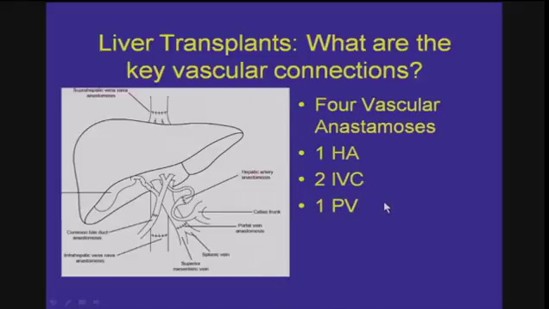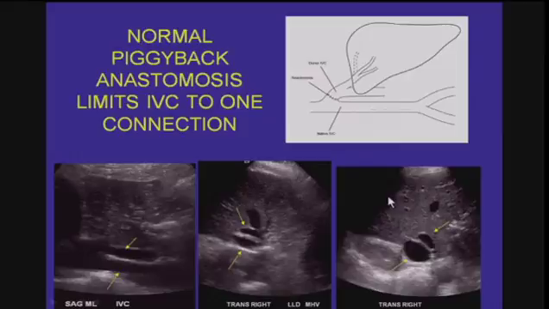And this takes some time, so the surgeons actually would like to eliminate one, and so now we are mostly seeing this kind of anastomosis, which is called a piggyback, in which you can eliminate one of the IVC anastomoses, you eliminate the inferior one, and you just basically hook the superior portion of the IVC from the donor onto the recipient in this sort of side-to-side or end-to-side fashion, creating a piggyback. And you can see that here.